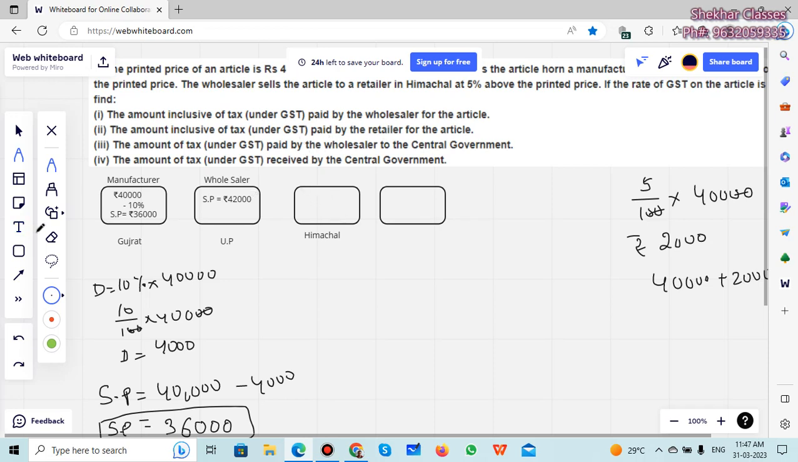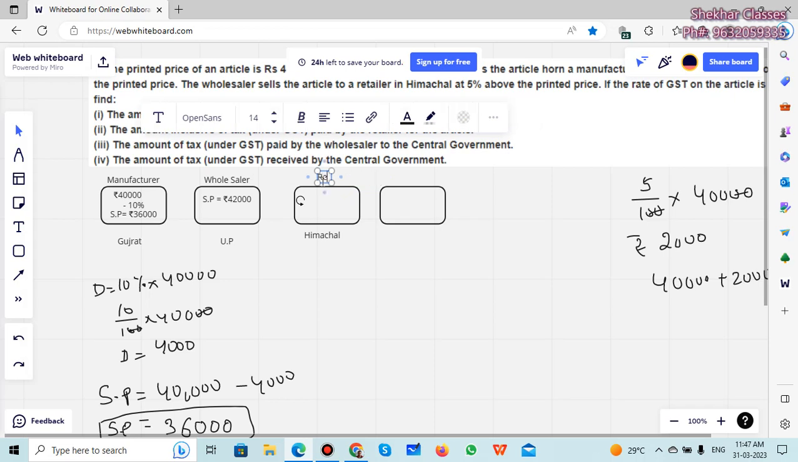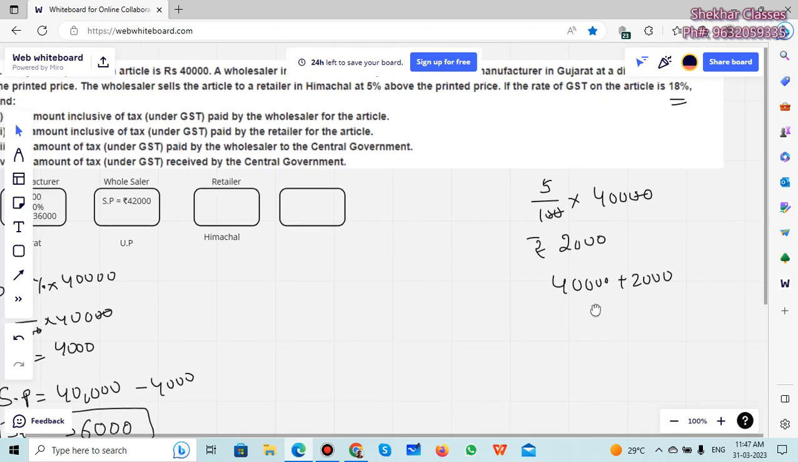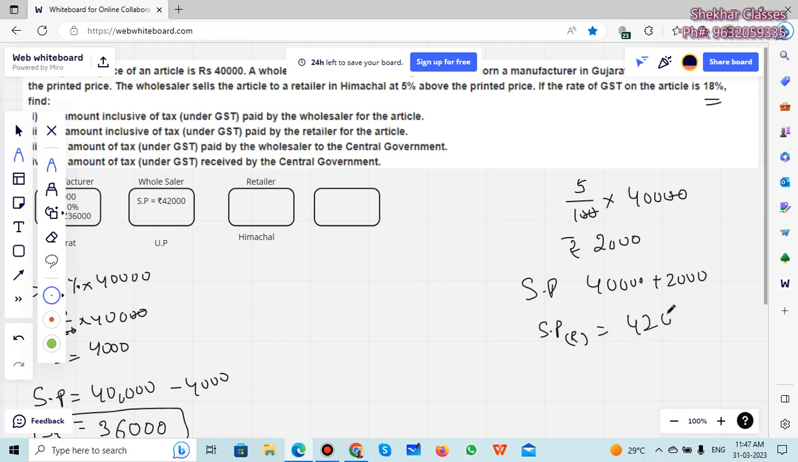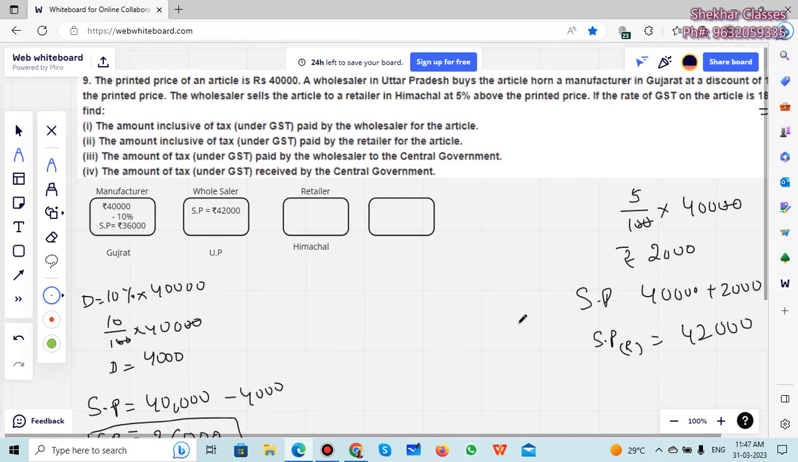So how much does the retailer pay? Who is the retailer? Retailer is this guy. He has bought it for what price? For him, the selling price was 42,000. Did I not mention that? Yes, I have to write it. So SP for the retailer is 42,000.